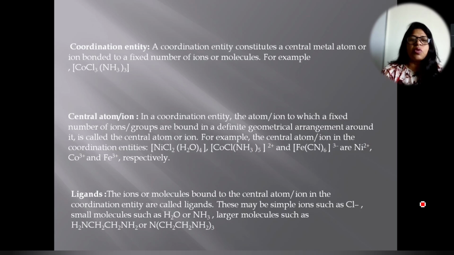Today I am going to introduce to you some terms used in coordination compounds. Coordination entity. A coordination entity constitutes the central metal atom or ion and the ions or molecules surrounding it. Whenever you see a complex, whatever is enclosed in the square bracket is the coordination entity.